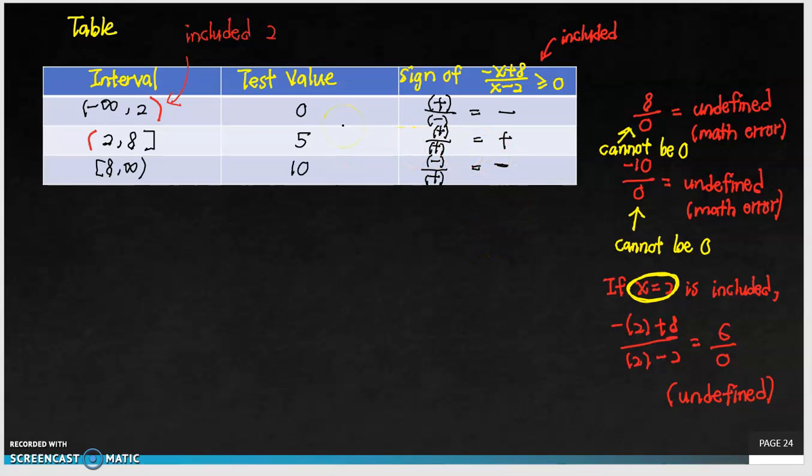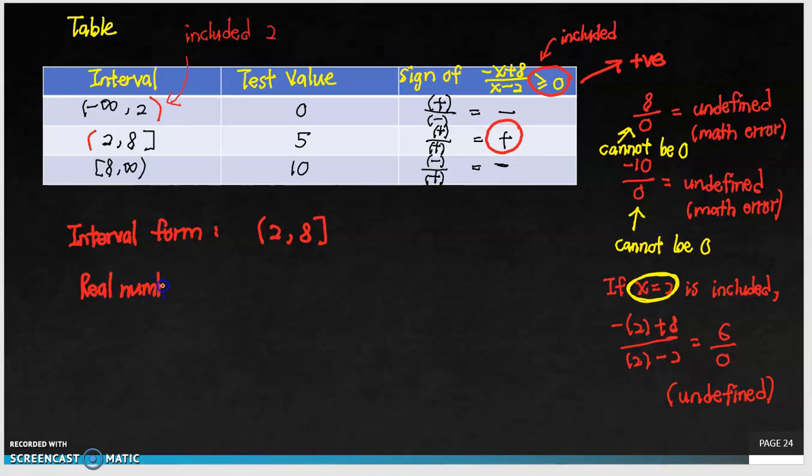Next, what sign are we going to choose? Since the inequality is greater or equals to 0, greater than 0 means positive, so we will choose the positive sign. So the answer in interval notation will be 2 until 8, where 2 is not included. On the real number line, we have the two values, 2 and 8, where 2 is not included and 8 is included. So the values are in between. This is the answer for this example.